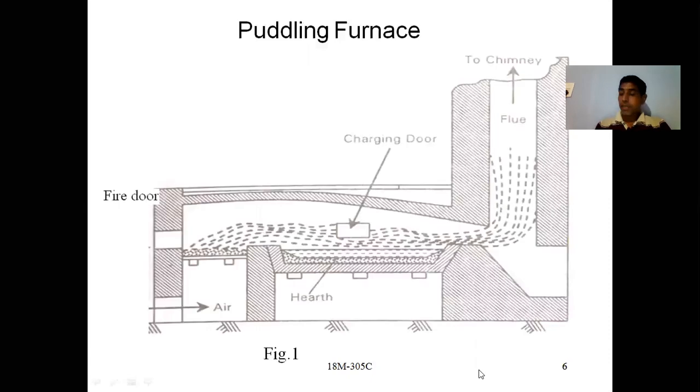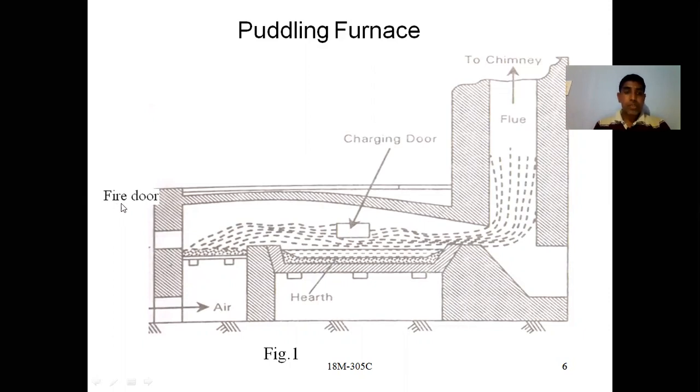See, this is your puddling furnace. If you see here, the puddling furnace. See, so this is the line diagram of a puddling furnace, and you have to practice to draw this line diagram because it is very, very important. In the examination, they will ask, draw a neat sketch of puddling furnace and explain the construction and operation of puddling furnace. So you should be able to draw the diagram of puddling furnace, and you should be able to identify the parts and sections of a puddling furnace.